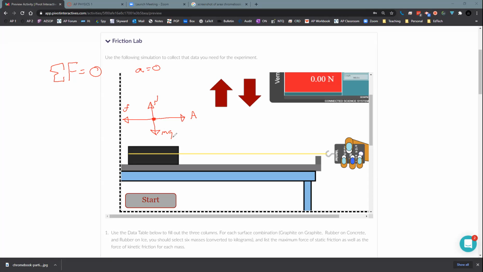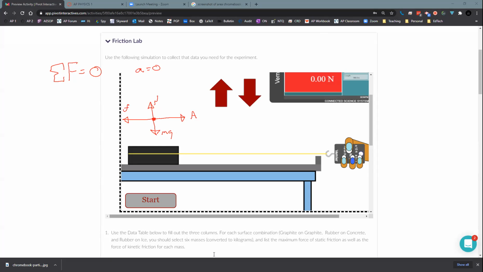And when it starts to move, the simulation here will pull that object with a constant velocity. And if you're at a constant velocity, you also are at equilibrium because your acceleration is 0. You are moving with a velocity, but that velocity is constant and therefore your acceleration is 0. So the force you are pulling with at any given moment is equal to the force of friction. Now here's why that is important.